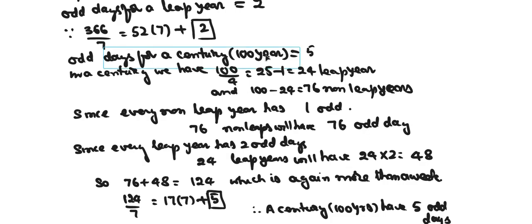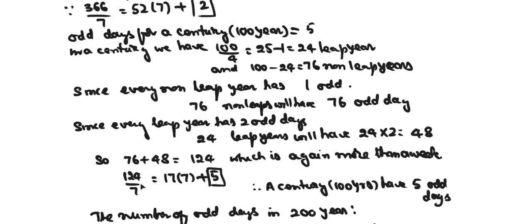So the number of odd days in a century will be 76 plus 48 is equal to 124, which is again more than a week. So therefore we have to subtract all the complete weeks in these 124 days. So 124 divided by 7 will give you 17 into 7 plus 5. So there are 17 complete weeks and 5 extra days. So that means 5 odd days are there. Therefore, we can conclude that a century, that is 100 years, has 5 odd days.